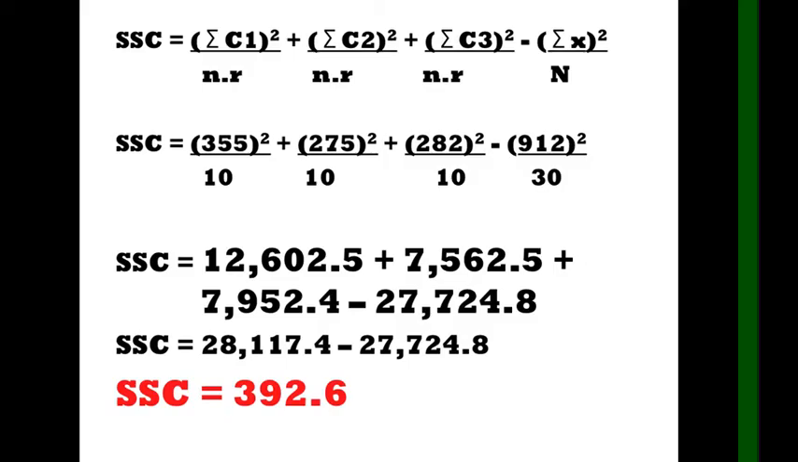27,724.8. And then add all of the numbers, summation of C1 to summation of C3, and you will get 28,117.4 minus 27,724.8. Is it possible that we will get a negative here? No, it is not possible. So it should be positive. So the answer is 392.6 for the difference of the two numbers.